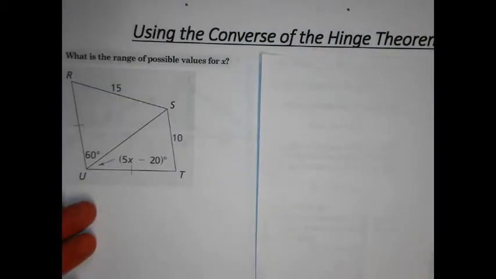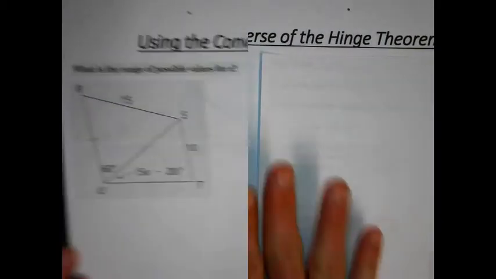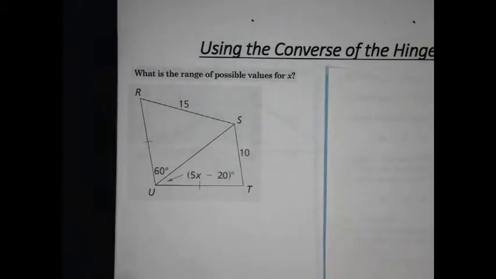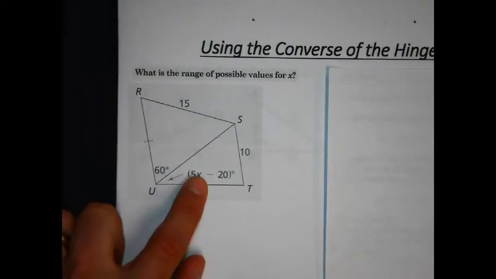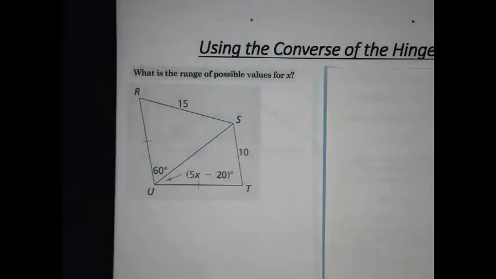Next. Now we start talking about the converse of the Hinge theorem, and I'm going to spend some energy talking about translating English into math. So let's take a look at this diagram. We have to do some thinking. What is the range of possible values for x? Here's x, right? And we have to think what's happening here. Well, let's look at the picture.